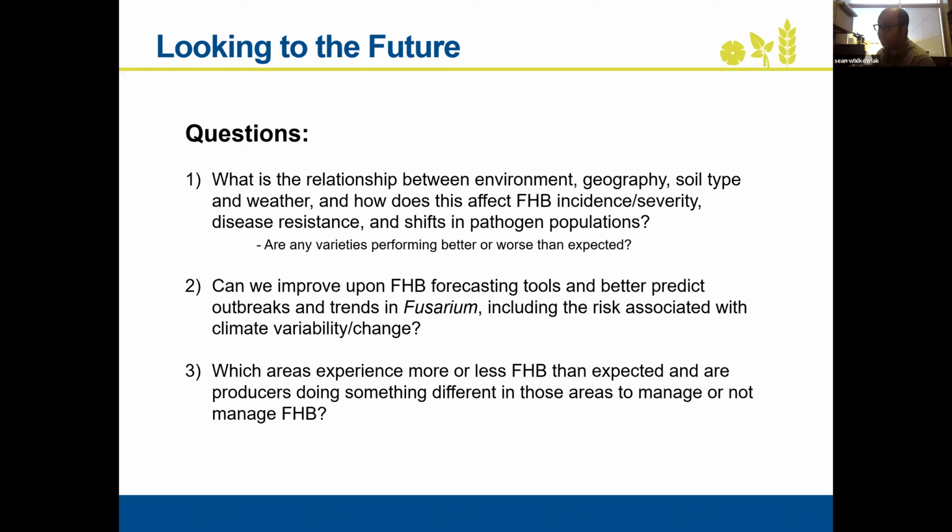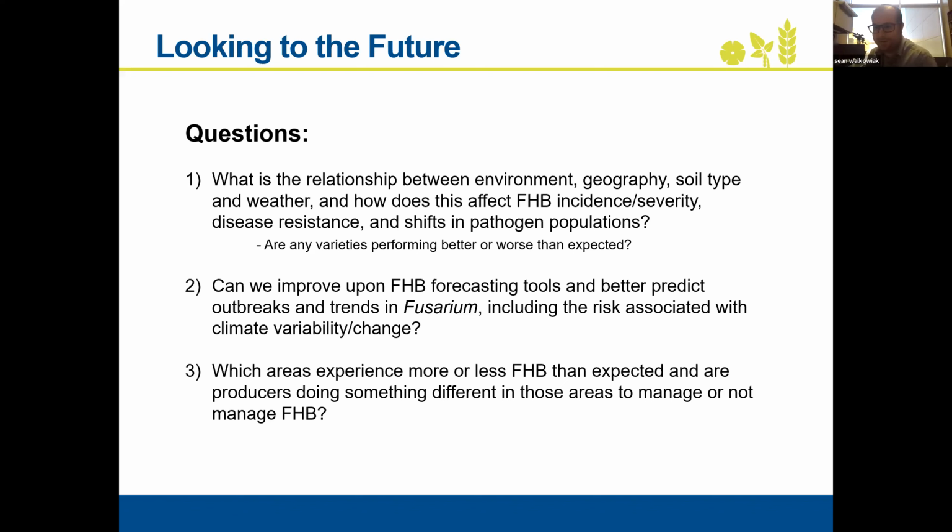Can we improve forecasting tools, predict fusarium outbreaks before they happen using weather information? This way farmers can use tools like fungicides to better manage the disease on their farm or time them more appropriately, so that they know, this is going to be a bad year for fusarium, I need to be a little bit more aggressive in my management, or this year's actually not too bad, I need to worry about other things. And that does happen too.